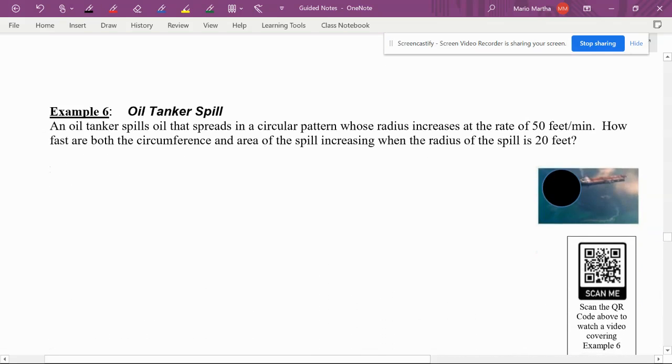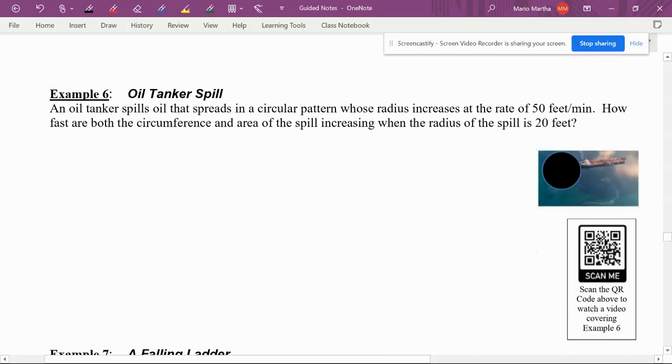So example 6 says an oil tanker spills oil that spreads in a circular pattern whose radius increases at a rate of 50 feet per minute. How fast are both the circumference and the area of the spill increasing when the radius of the spill is 20 feet? So again, step 1, right?